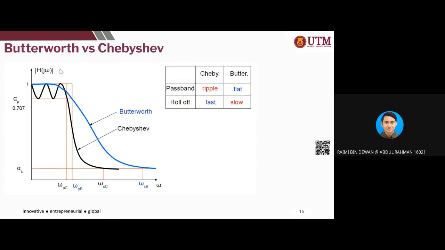So now, having learned about the difference of the two filter responses, Butterworth and Chebyshev, we summarize it in one slide. Here, as you can see, this is your Butterworth filter response shown in blue color, and shown in black is your Chebyshev filter response, and both of them are low pass filters.